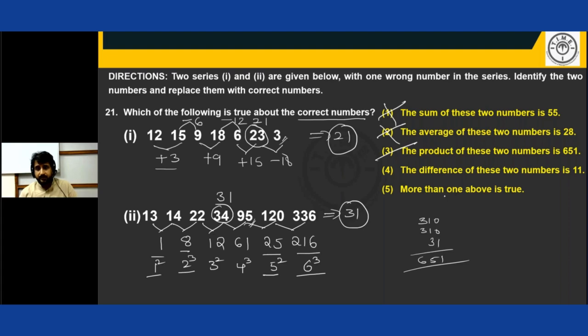So choice 3 is perfectly matching. But there is an option given, more than one of the above is true. So definitely we need to check the fourth one. The difference of the two numbers is 11. 21 and 31 difference is 10. So not the fourth option. So it cannot be more than one of the above. So your answer is the third option. So first we have to identify the wrong numbers, replace them with the correct numbers, and find what is true regarding them. It was given very recently in the clerical mains exam. Now move to the next question.